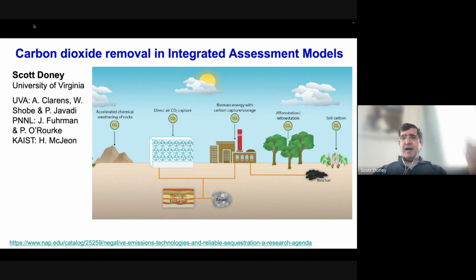Okay, great. Hi, I'm Scott Doney from the University of Virginia, and I'm going to talk about some work we've been doing here at UVA and with partners at the Pacific Northwest National Lab on using an integrated assessment model to look at carbon dioxide removal. And I'm just showing here a schematic from a National Academy report of some of the different removal approaches that people have talked about, from enhanced weathering to direct air capture to blended things like bioenergy with carbon capture and sequestration. Next slide, please.